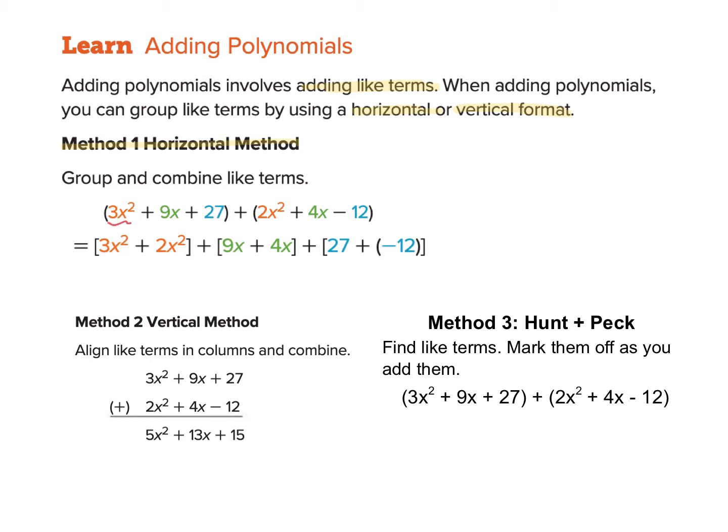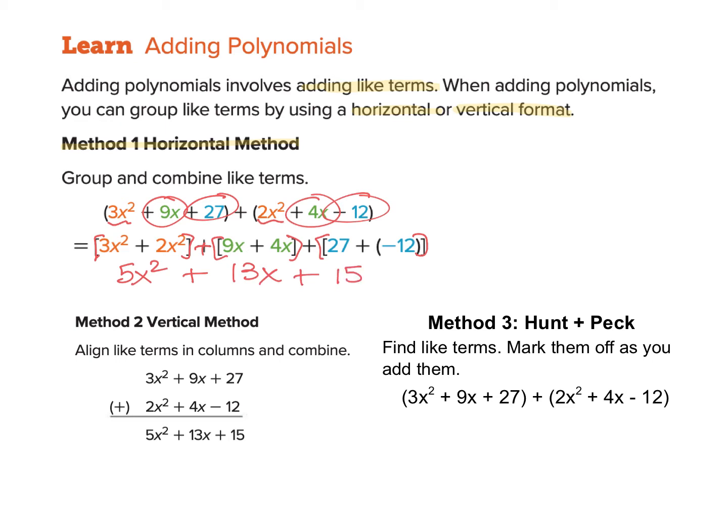They say, okay, I see some x squareds. I just combine them down here, plus, and then I do my 9x and my 4x. I just write it here, and then my 27 and my negative 12, write it here, and then I work it out, and I say, oh, okay, 5x squared plus 13x, and then plus 15. So that's one way to do it.